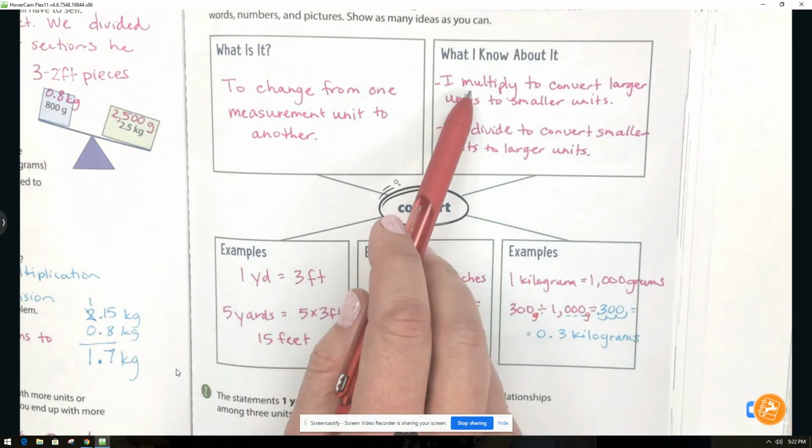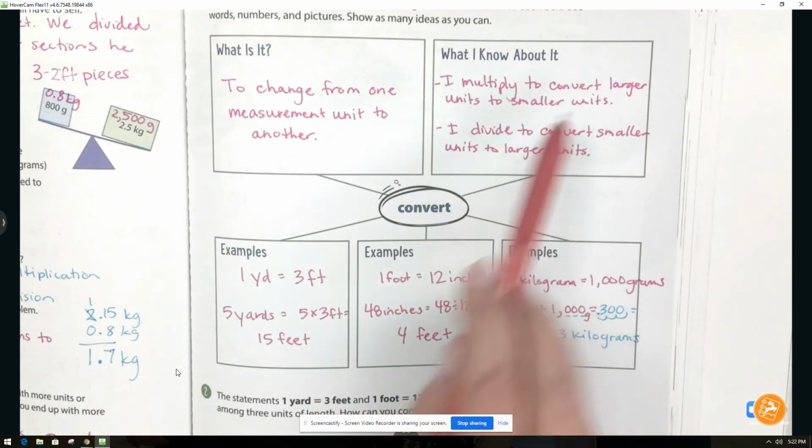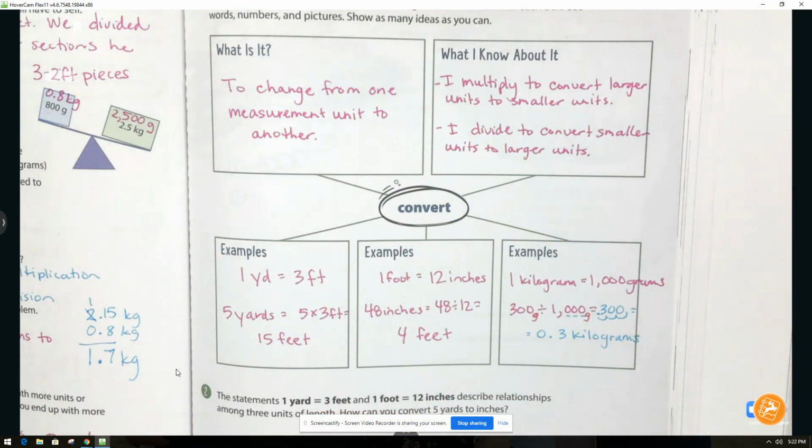So remember, we multiply to convert larger units to smaller units, and we divide to convert smaller units to larger units. Remember, when we're looking at the units, we're looking at the words that we're talking about. We're not looking at the actual numbers. You don't always multiply the bigger number. You're going to go based off of whatever the unit is. That means the word, whether it's feet, pints, cups, ounces, pounds, whatever it is.